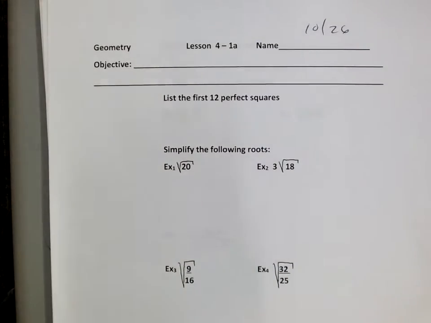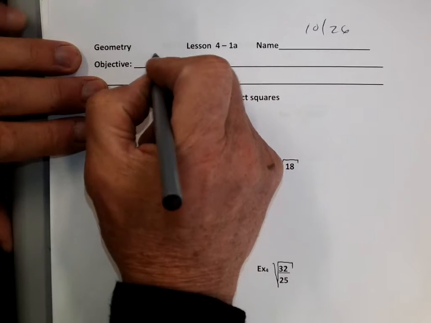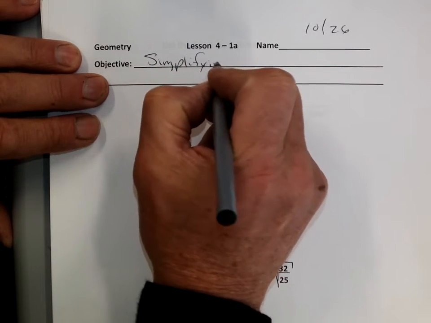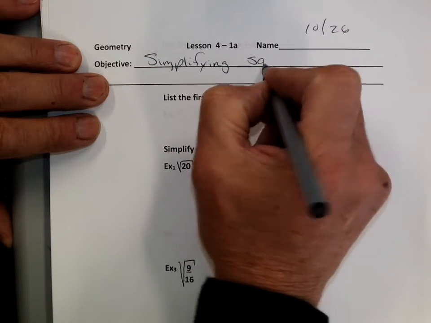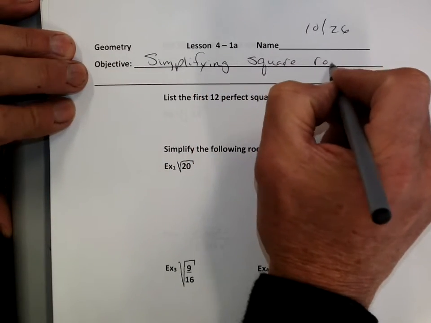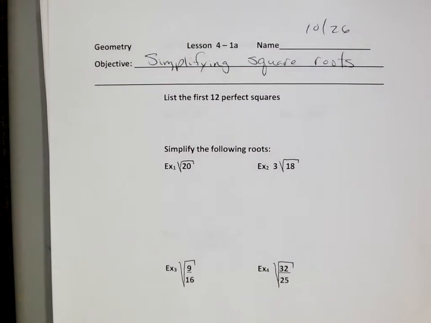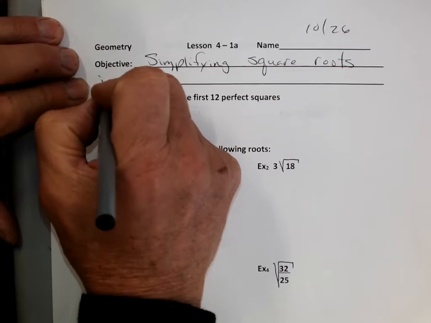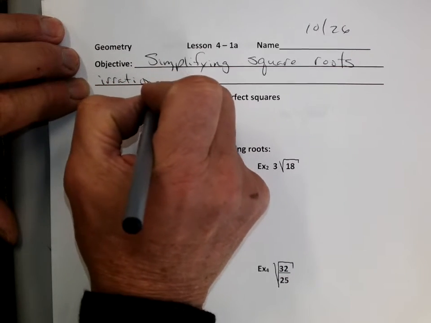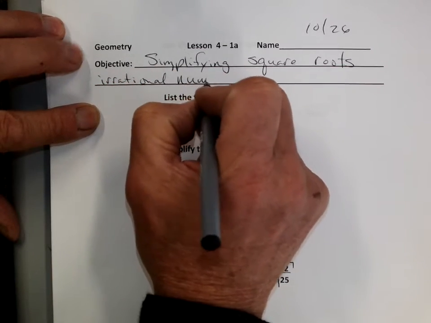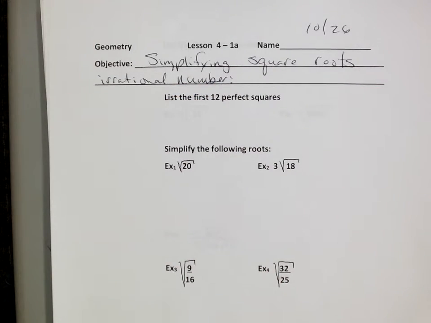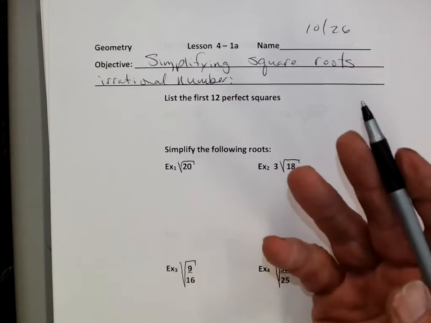Okay, so today what we're talking about is simplifying square roots. Now, there are things called irrational numbers. Irrational numbers are numbers that never end, never repeat, they just go on forever. So an irrational number is a number that can't be a fraction.